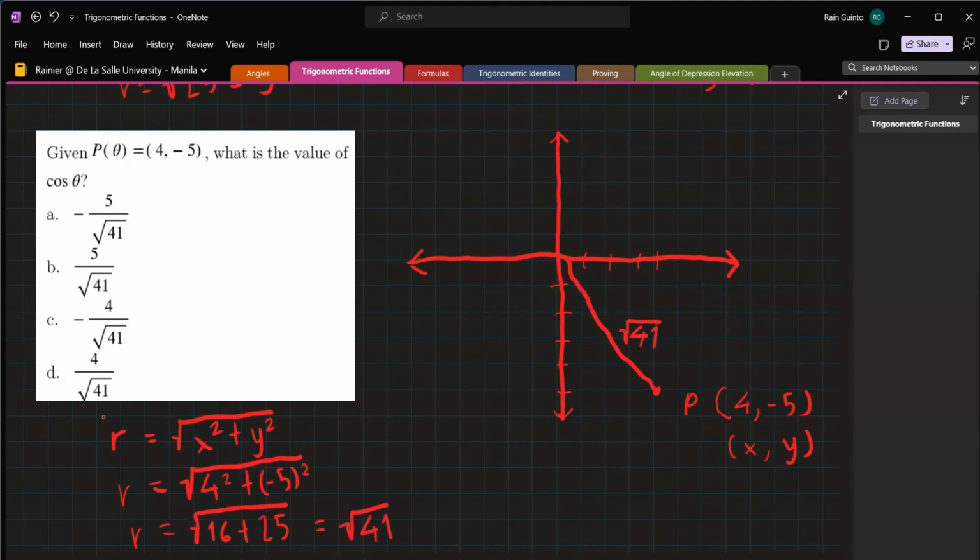So we need to look for its x-coordinate. And we already know its x-coordinate, which is 4. So that means that cosine theta, which we noted as x over r, could be solved by doing this. 4 divided by the square root of 41. And that's our answer here. It's letter D. Cosine theta is equal to 4 divided by the square root of 41.